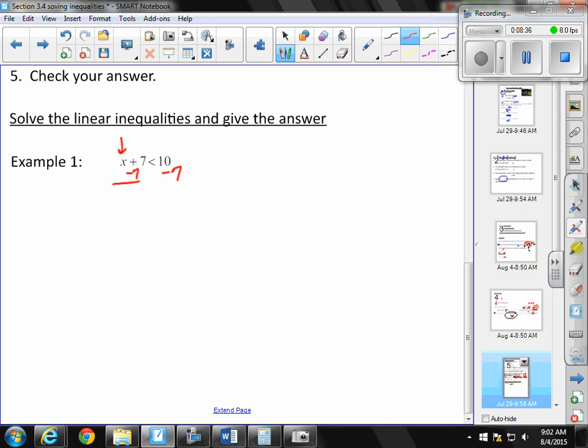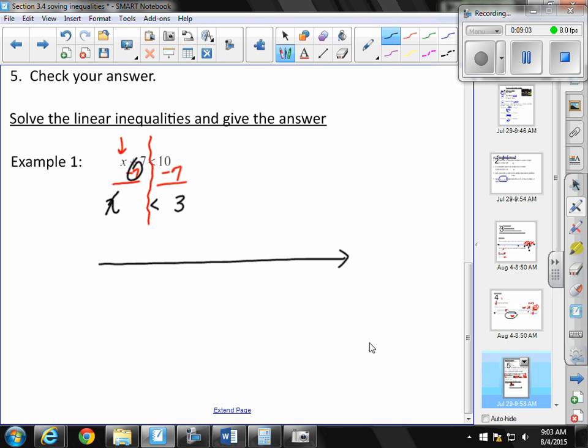And remember, instead of an equation now, we have an inequality sign. So that's our dividing line between the right and the left-hand side of our equation. Leaves me with x, because 7 minus 7 is 0, is less than 10 minus 7 is 3. Now I was not dividing by a negative here, I was just subtracting a number, so my inequality sign stays in the same direction. X is less than 3.